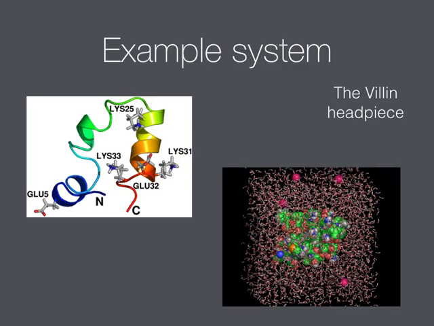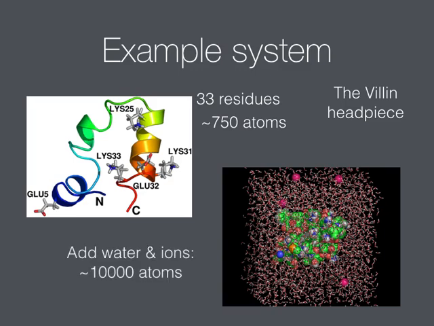And this is how it looks if you actually have it in a simulation box. Here we've drawn the water as sticks and the protein as balls, and you see it's a blob in this water box, which is periodically connected, which I have shown on a slide later. I have all these duplicate slides here. So this is 33 residues, and it's about 750 atoms, the protein. But then you need to add water and ions, and then you get to about 10,000 atoms.